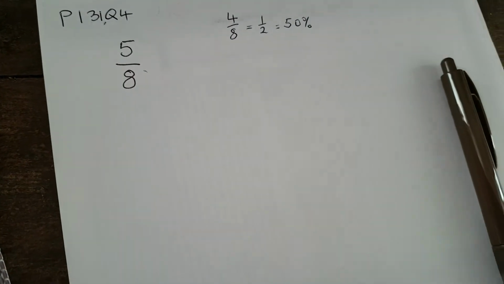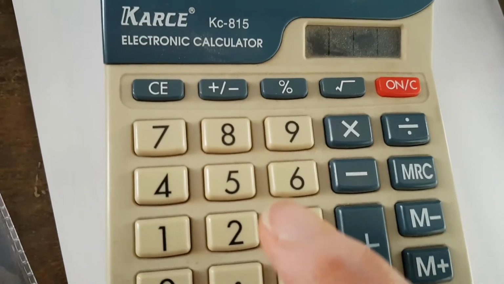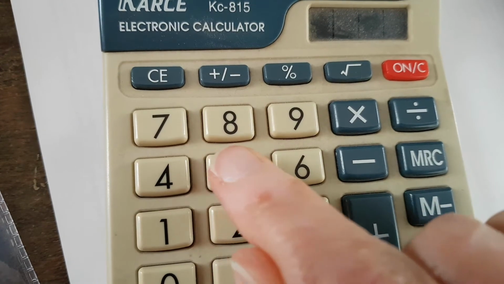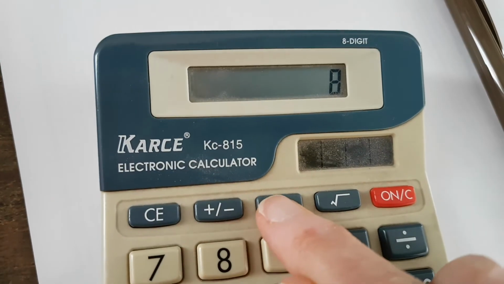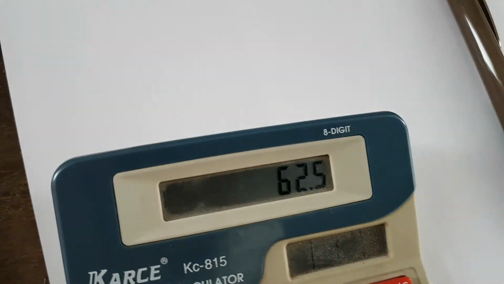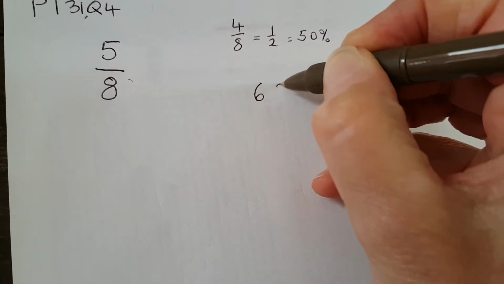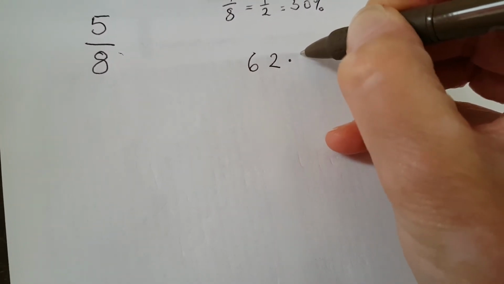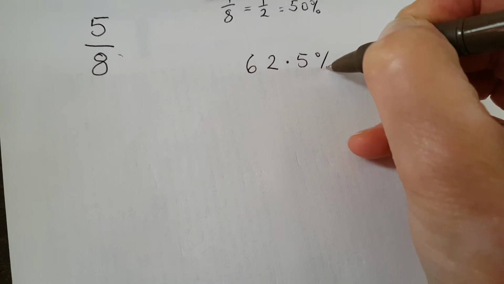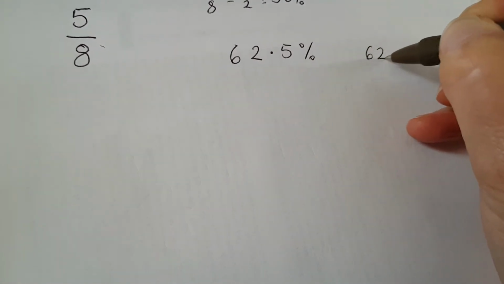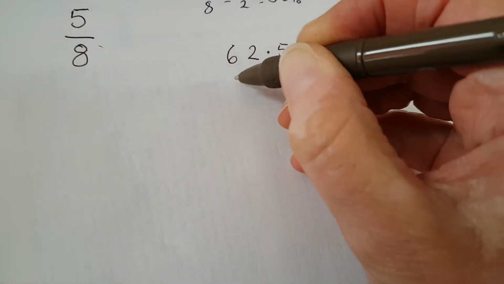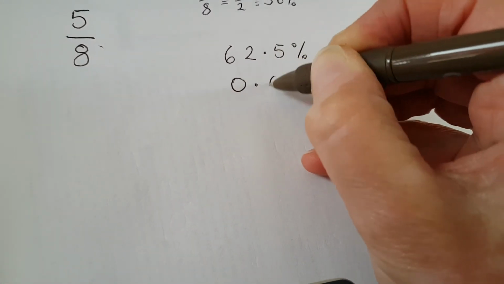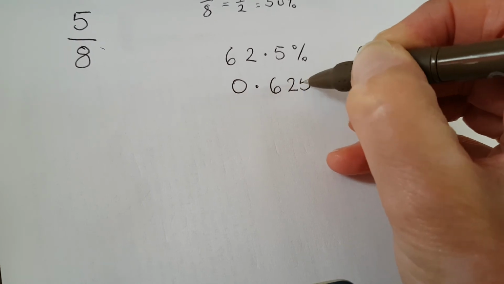Okay, all right, so I need my calculator, and I'm going to put in 5 divided by 8, get it as a percent. So my percentage is 62.5%, and that is bigger than 50%, so I think I'm right. So it's either 62.5%, or I could write it as 62.5%. And as a decimal, that would be 0.625.